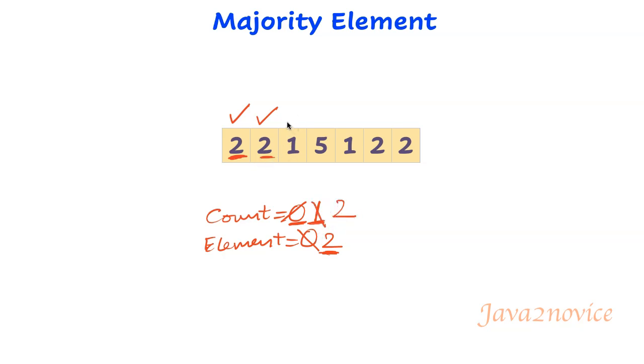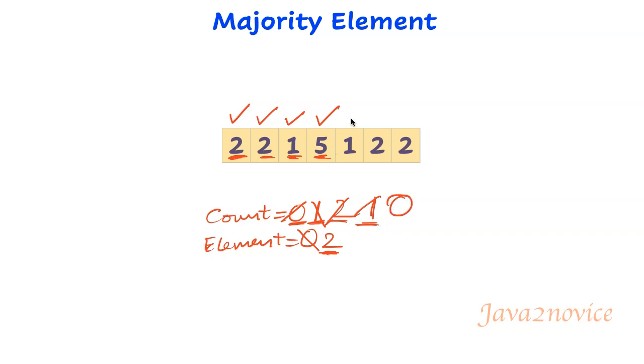In the next iteration, the number is 1. Again count is not equal to 0. We compare the element value with the current number. Both are not matching. Let's decrement this value. 2 became 1 now. In the next iteration, the number is 5. Again count is not equal to 0 and the element value is not matching with 5. Decrement the count value by 1. So it became 0 now.